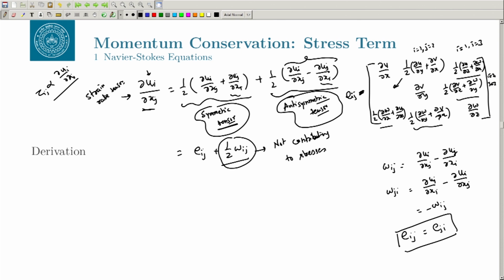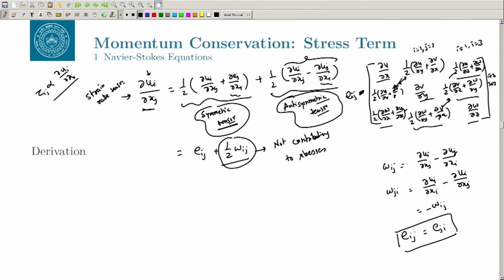Please verify that what we are doing is correct, okay. This will be probably half del u by del y plus del u by del x. Let us see how many independent quantities we have: 1, 2, 3, okay, because it is a symmetric tensor. So this is 4, and this is 5, and this is 6, right. So you have 6 strain rate tensor components present. Our goal is to use this strain rate tensor and derive the expression for the stress term, okay.